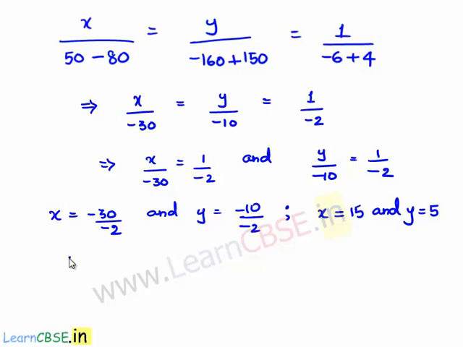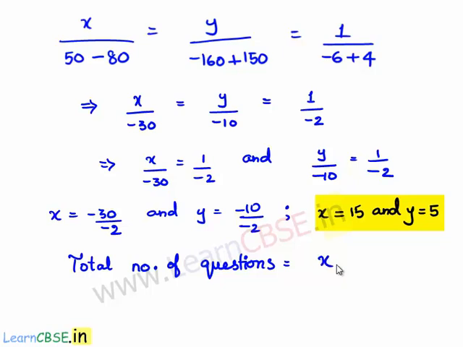Therefore, the total number of questions is x plus y, which is nothing but, in place of x we can write 15 and in place of y we can write 5. Therefore, the total number of questions is 15 plus 5, which is nothing but 20.